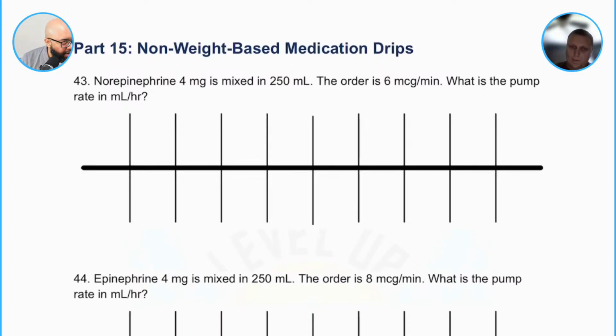What's my final answer going to be in? Milliliters over an hour. Set it up for me. Start with the order. You're going to put micrograms on top over 1 minute. So 6 micrograms over 1 minute. And then what else? We are going to put the micrograms on the bottom.